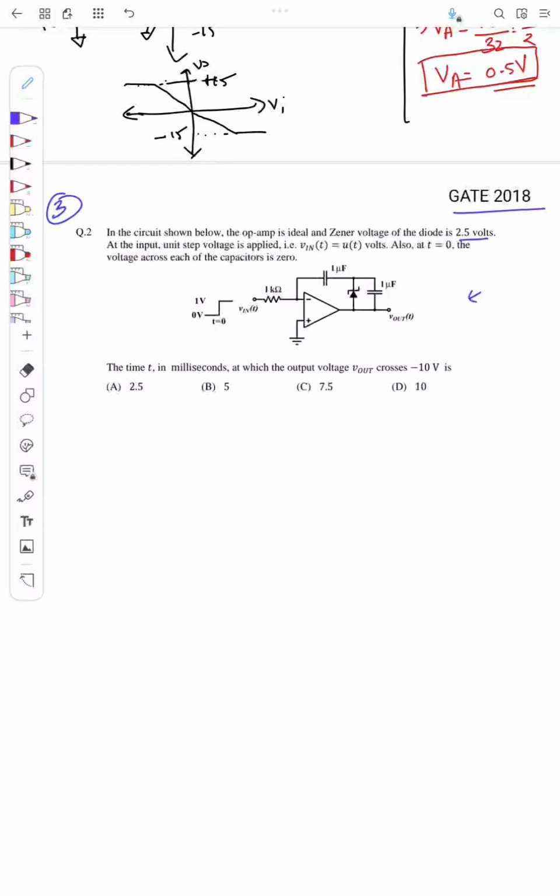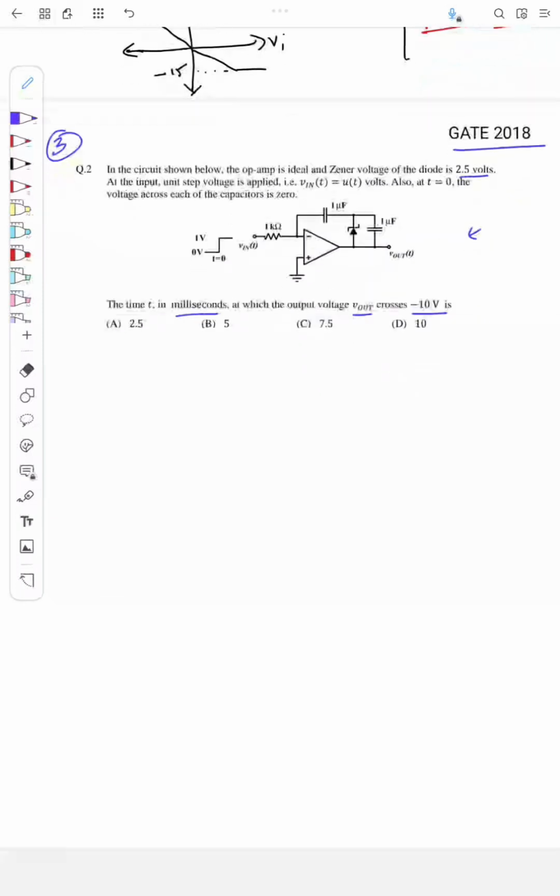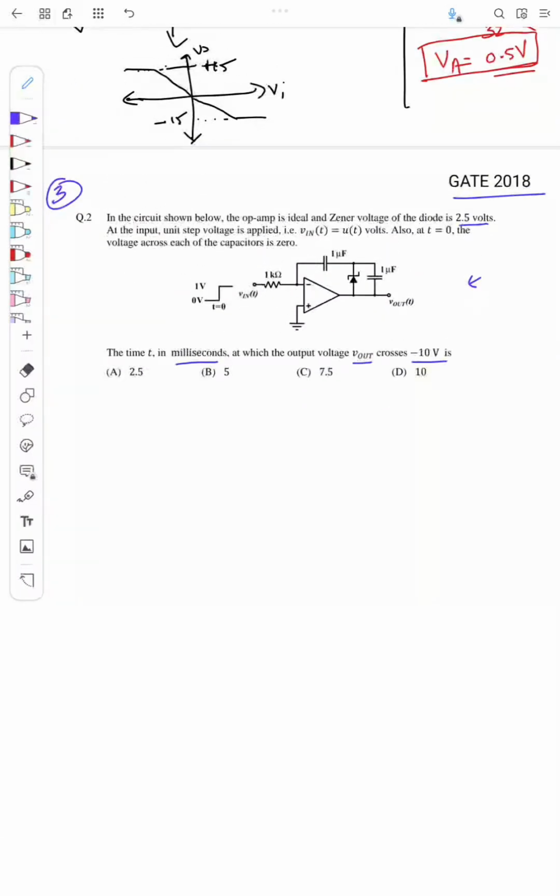So this is the circuit and we will see what is the question. The time t in milliseconds at which the output V naught crosses minus 10 volts. So the question is, we have a circuit where two capacitors are kept in its feedback, and definitely if a step voltage is applied, the voltage across the capacitor won't rise quickly, right? So there is some transient. So at what time will the Vout reach minus 10 volt? So that is the question.